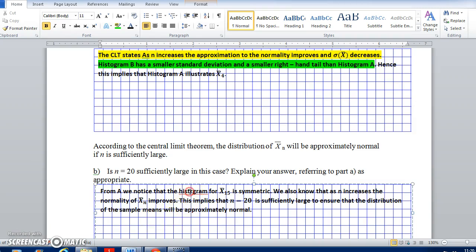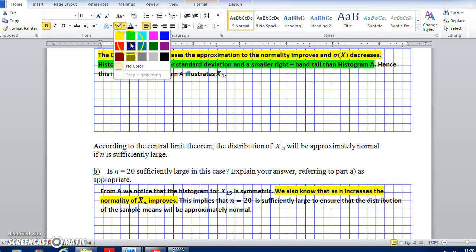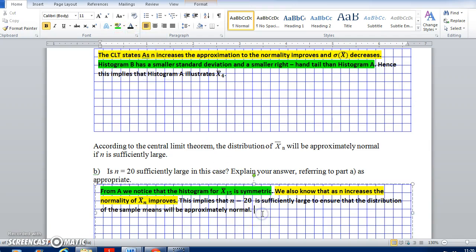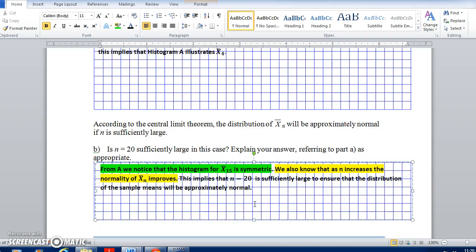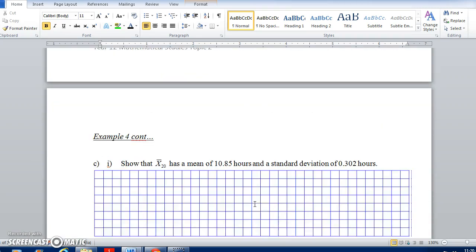So in this case I've done it in a slightly different order to what we're used to, but this is the comment about the central limit theorem. This is, I guess, when we're talking about the histogram, and then this is the conclusion that we draw. So that's how we answer that one.